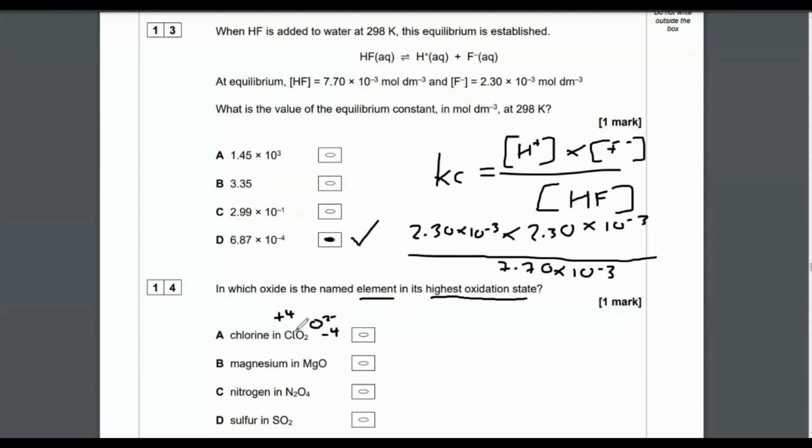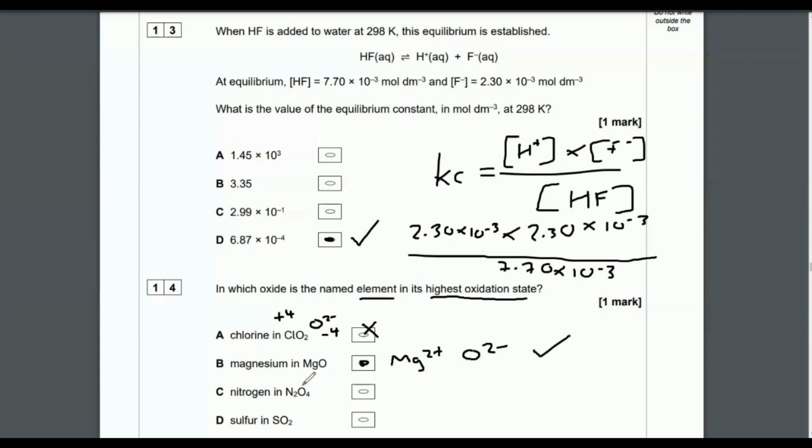Is that the highest possible oxidation state for chlorine? Well, no, it's got 7 electrons in its outer shell, so it could lose all 7 electrons and become plus 7 in theory. Might not be easy, but it could become plus 7. Then we look at magnesium. Magnesium has 2 electrons in its outer shell, so the maximum oxidation state it can be in is plus 2, and magnesium is in a plus 2 oxidation state here. So it doesn't have the highest oxidation state, but it is the highest oxidation state for that element. So the answer here for 14 is B.